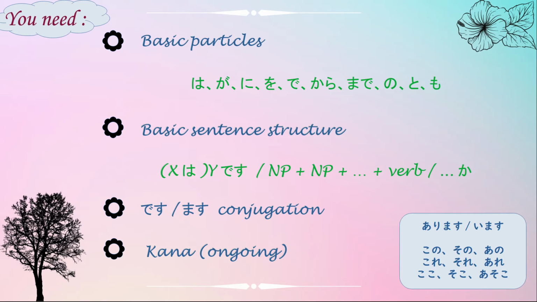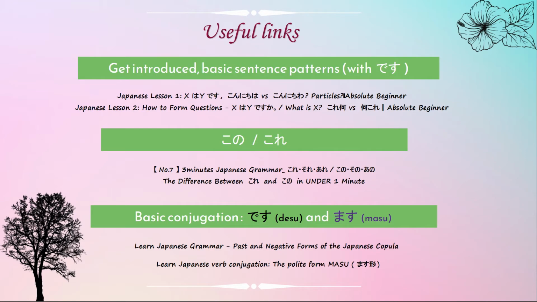Then some basic conjugations, of course. And finally, imasu, arimasu, two verbs that are very important. And kore, sore, are, kono, sono, ano, koko, soko, asoko, etc. You will see why it's important. So here, the first two links are for the very basic sentence pattern that you have in Japanese, which is X wa Y desu. You will see that you can do many things with this pattern, and then how to form questions.